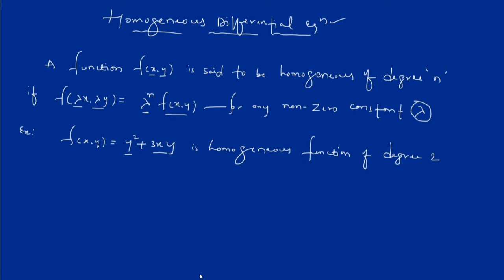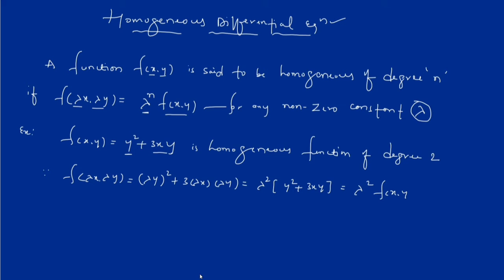Let's check whether it is homogeneous or not once again, because f of lambda x comma lambda y equals, just substitute here lambda y in place of y and lambda x in place of x, right? So lambda y whole square plus 3 times lambda x lambda y. Now taking lambda common, what we get here is lambda square common from the first term as well as from the second term. Lambda square is common if we take it outside. Inside we get y square plus 3xy, which is equal to what? Lambda square times the function f of x comma y, which is y square plus 3xy. Therefore it is of degree 2, right?